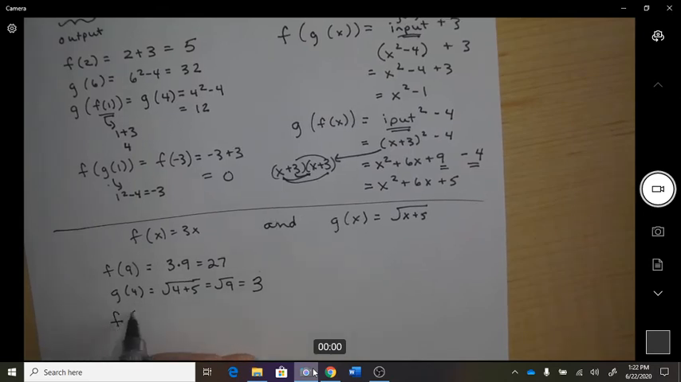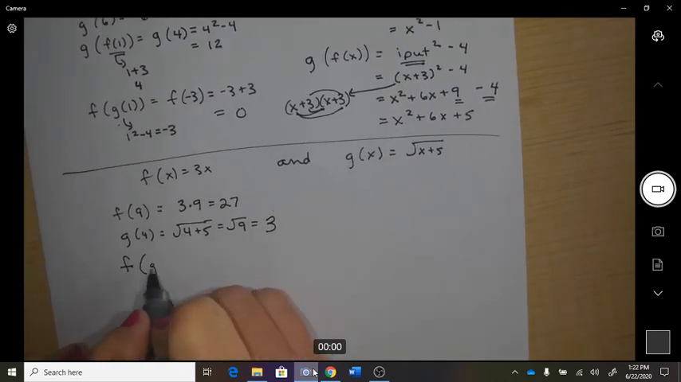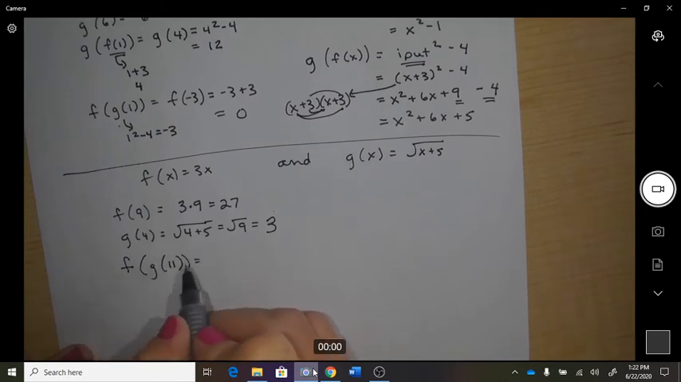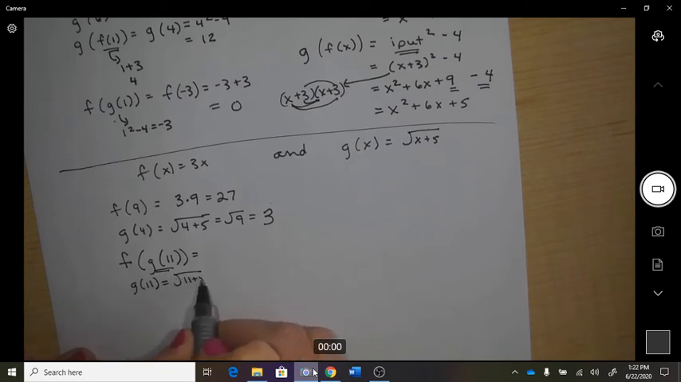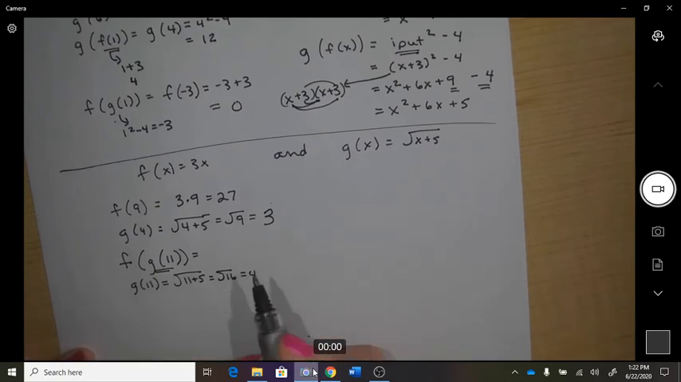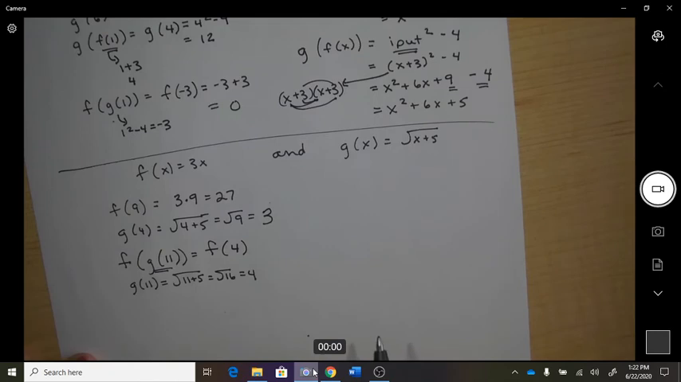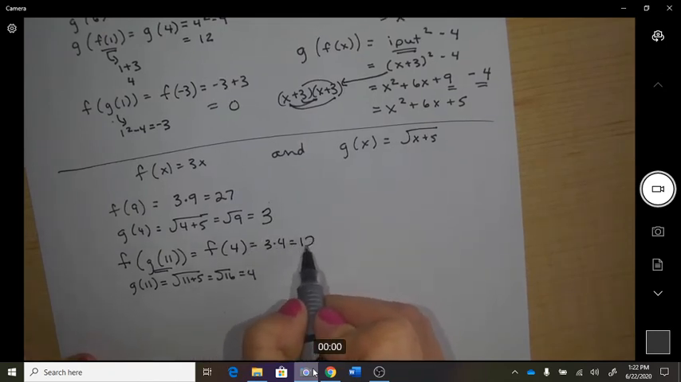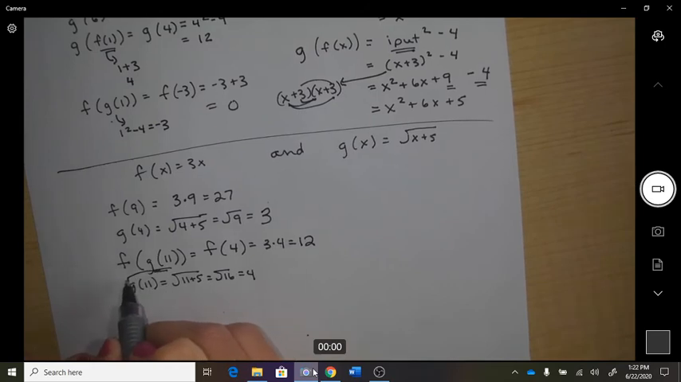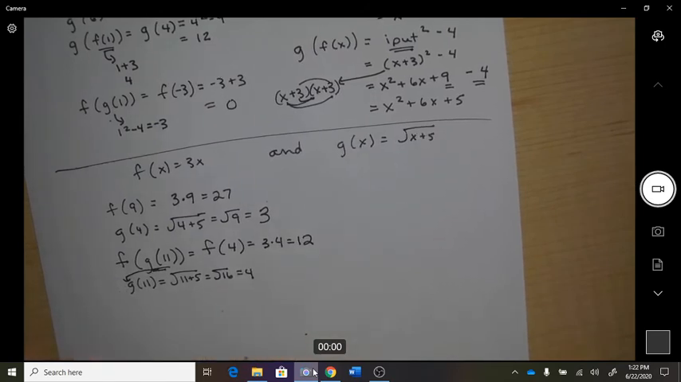What is f of g of 11? So what is g of 11? So the square root of 11 plus 5, square root of 16, which is 4. So now I'm doing what is f of 4. So 3 times 4, which is 12. So you have to do that first.